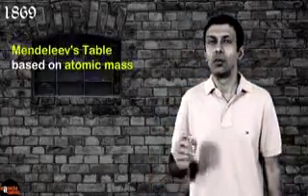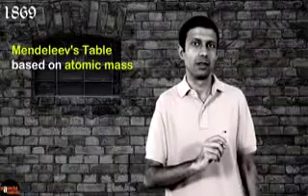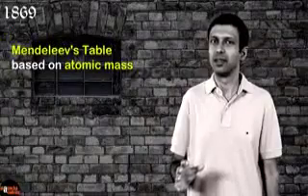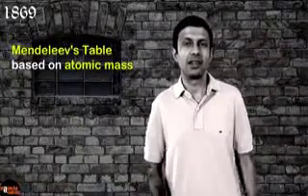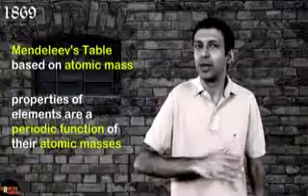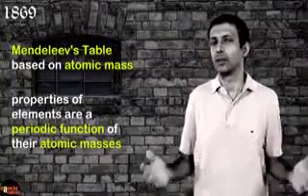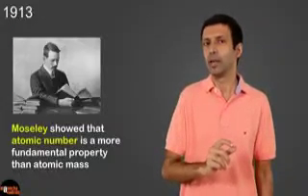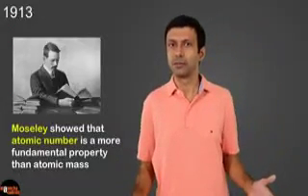So how were the limitations of Mendeleev's periodic table addressed? Till now, all the classifications, including Mendeleev's, were based on atomic mass. So elements were arranged in the increasing order of atomic mass. And his periodic law stated that the properties of elements are a periodic function of their atomic masses. Now let's move ahead to 1913, where Moseley showed that atomic number is a more fundamental property than atomic mass.